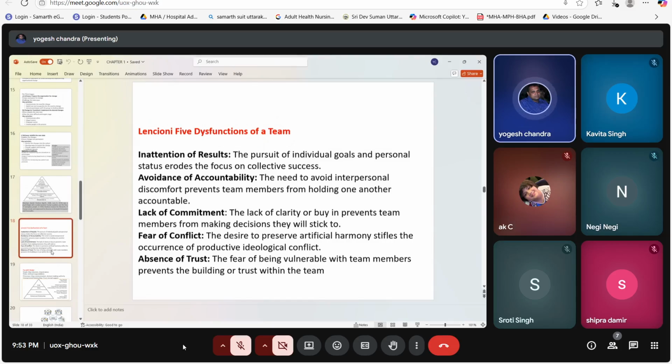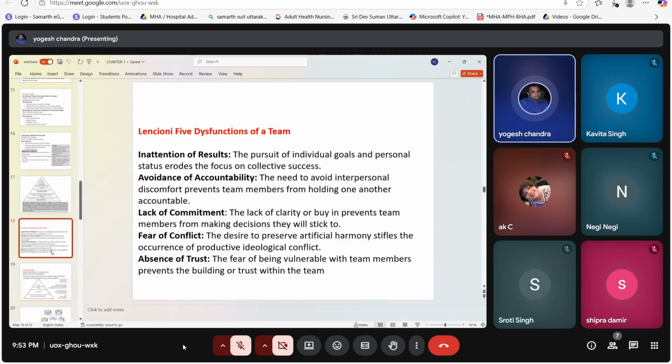Okay. Here there is one more aspect in the organization. These are all the features of organization. That's why all these things are placed in chapter one, that is the organization, hospital as an organization. Five dysfunctions of any team: inattention to results, avoidance of accountability, lack of commitment, fear of conflict, absence of trust.